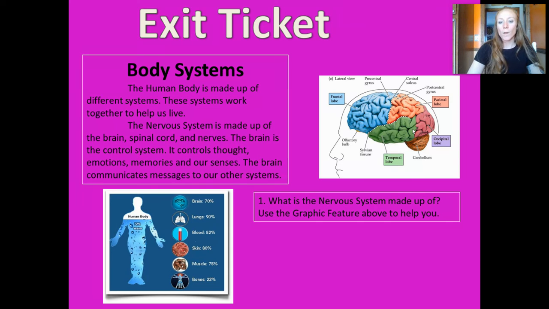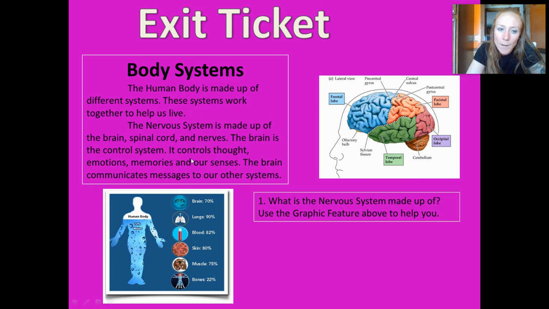Question number one. What is the nervous system made up of? Use the graphic feature above to help you. So you have two graphic features on this slide. Both of them are diagrams. And if you remember from school, inside a diagram, usually there are labels pointing to different things to describe them to you. So if you notice in the above graphic feature, this is a man or a woman's head, and inside it, it shows the skull and different parts of the skull broken apart into different sections.